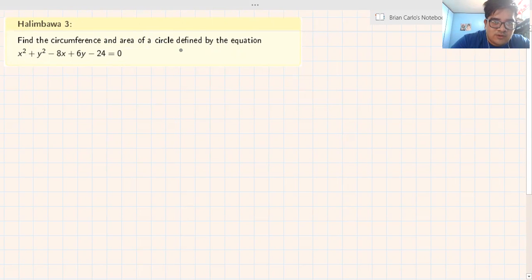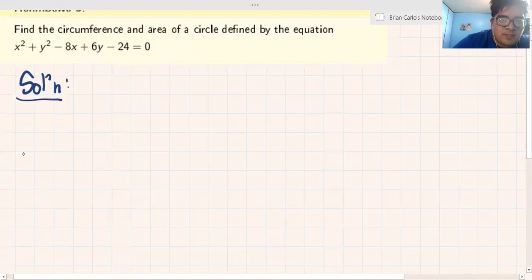Circumference and area of a circle defined by the equation x squared plus y squared minus 8x plus 6y minus 24 is equal to 0. Now, let's have a solution. Now, let's zoom in.